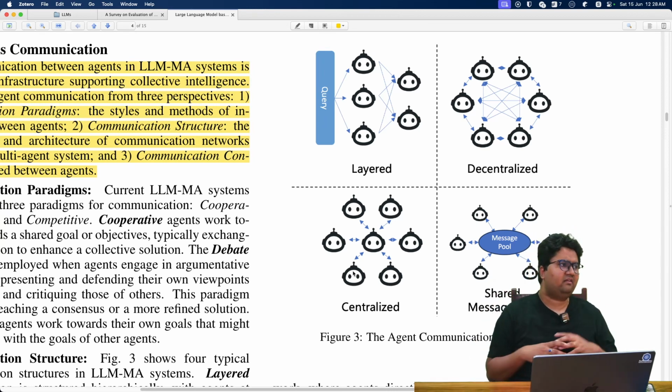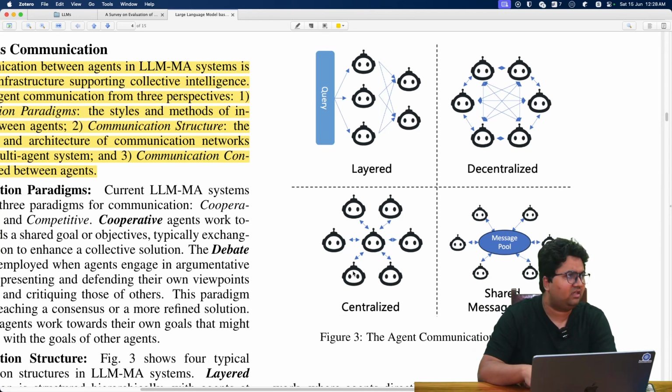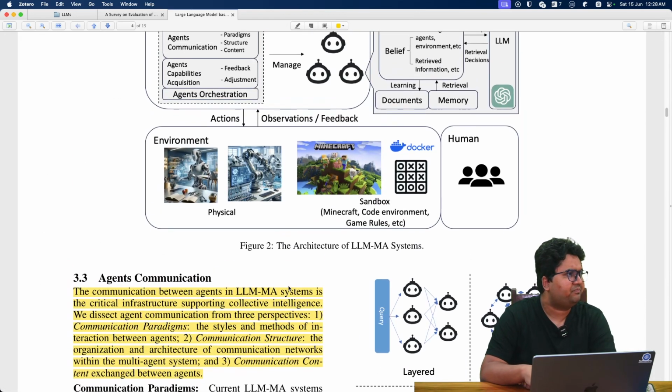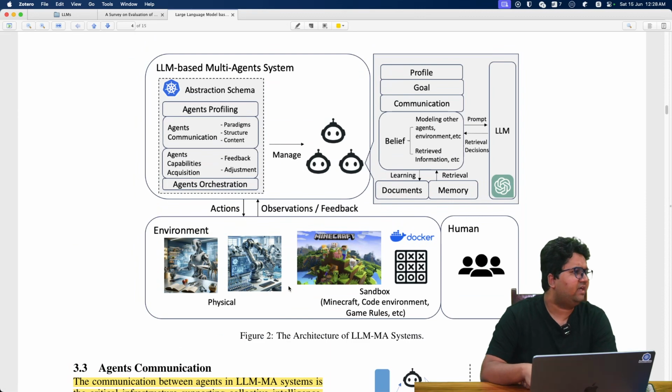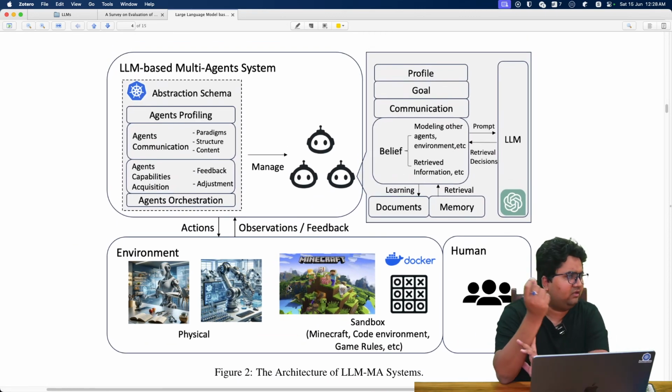And then there's a decentralized pattern. So there's a bunch of agents each talking among themselves, and then finally a shared message pool. So this is more of a communication hierarchy, and it has to be very well thought out before building systems using it. Here's some kind of a general architecture about agents, and I'll probably spend another minute here.